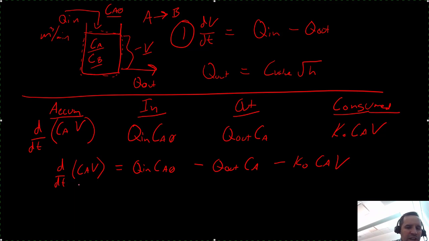We're going to apply the chain rule here and get the derivative, and we keep both of these things inside the derivative operator, because they will both be changing with time. Neither of them is a constant, so we can't just pull one out as a constant. So we'll apply the chain rule, and we will get Ca times dV dt plus V times dCa dt is equal to now everything on the right-hand side.